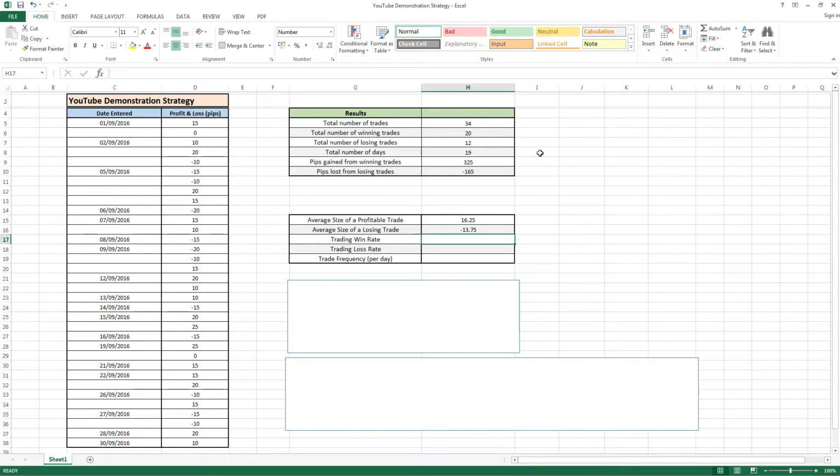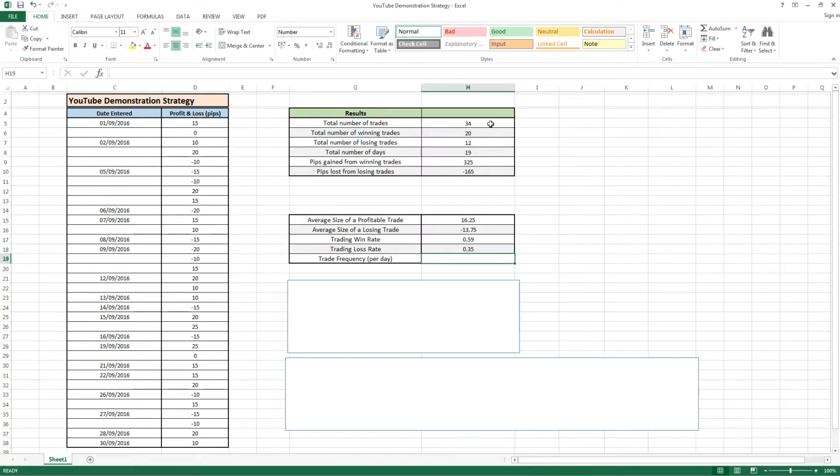Now trading win rate and trading loss rate, this is the percentage of the time that you win or the percentage of the time that you lose. So basically we work this out by taking our number of winning trades, which is 20, and dividing by the total number of trades this time. And that gives us 0.59, which is 59%. And we do the same for losing trades, so sum number of losing trades divided by total number of trades, and that gives us 35%. Again, these aren't going to add up to 100% because there are two break-even trades. If we added them in, then it should add up to 100%. If it isn't, there's a mistake somewhere.